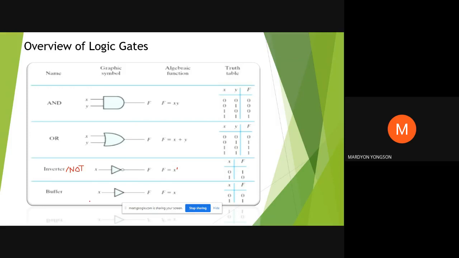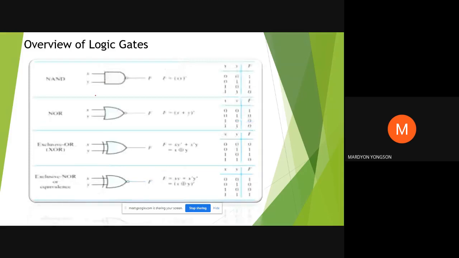Then also we have the buffer. So meaning ng buffer, whatever the input is, yun din yung output. So F equals x, as is. So 0 input equals 0 output. Then 1 input equals 1 output, since F equals x for the buffer.